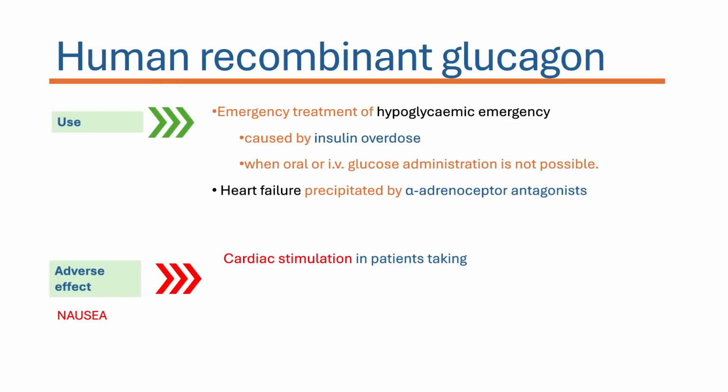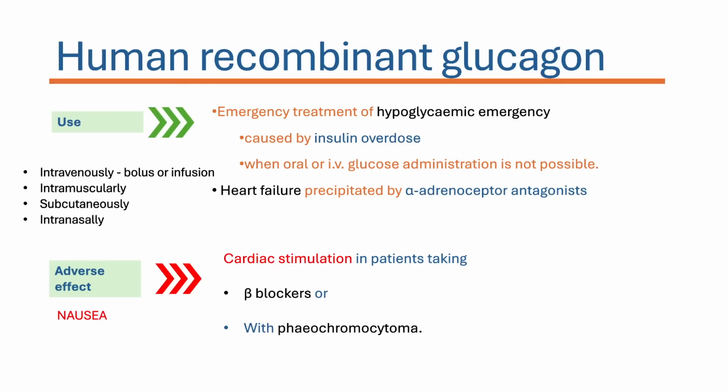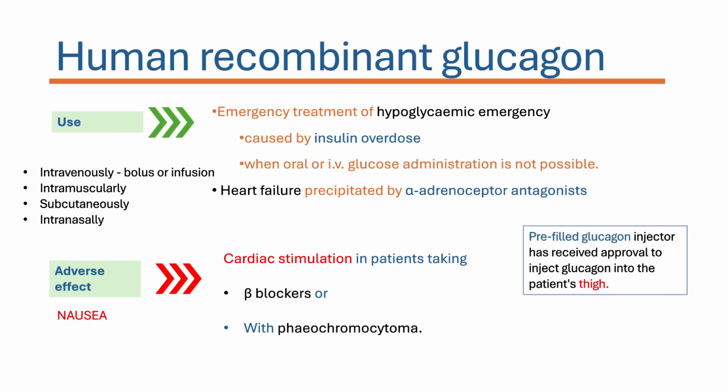Coming to the adverse effect profile, it causes nausea as a side effect, and cardiac stimulation, so in patients taking beta blockers or with pheochromocytoma, you should be very careful. And glucagon can be administered through several routes: intravenous bolus as well as infusion, and also through the intramuscular route, subcutaneous route, and intranasally as well.